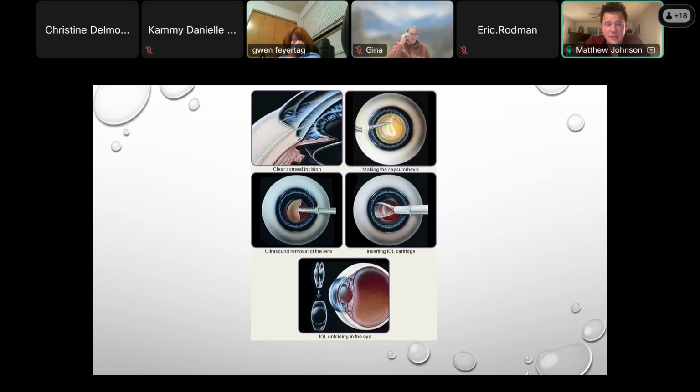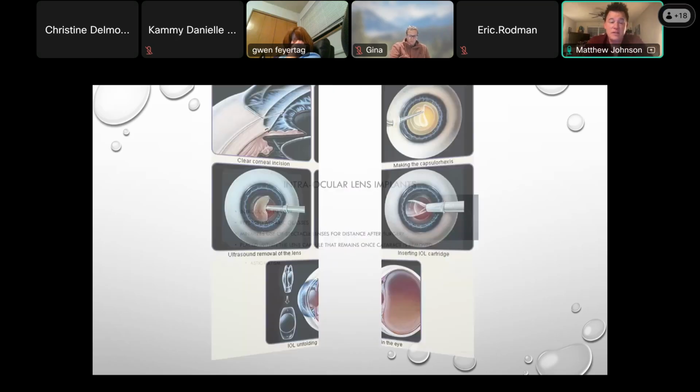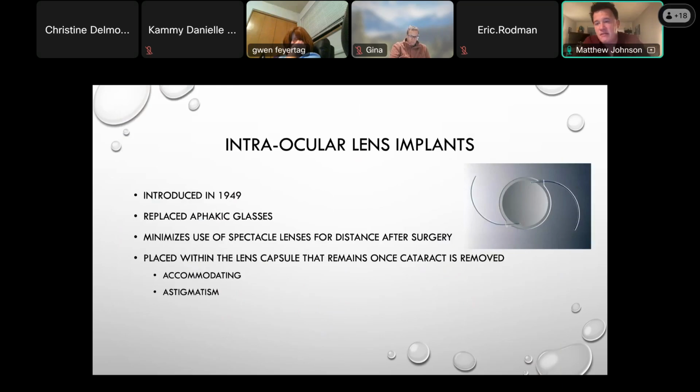It is absolutely remarkable. Again, we didn't really have this until the 1960s. So it's relatively new. 1949. See, I can't even remember my years. But these replaced aphakic glasses, which are huge, because aphakic glasses are really just, think of 5 to 6x magnifiers that you have to wear on your eyes. And oh my gosh, if you've ever looked through a magnifier and bounced your eyes around, those images move tremendously. So the whole goal of using these intraocular implants from cataract surgery is that it minimizes the use of spectacle lenses for distance after surgery.